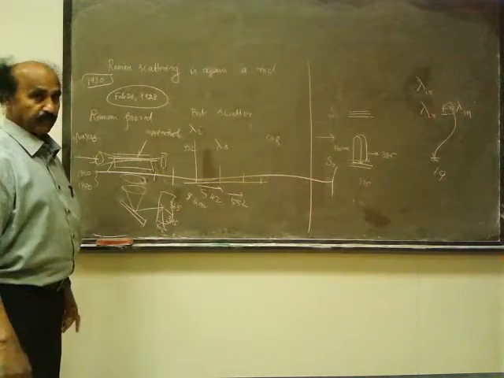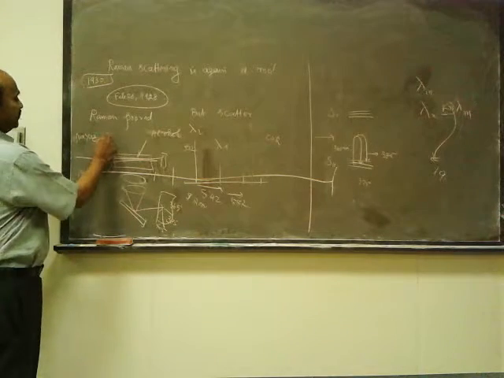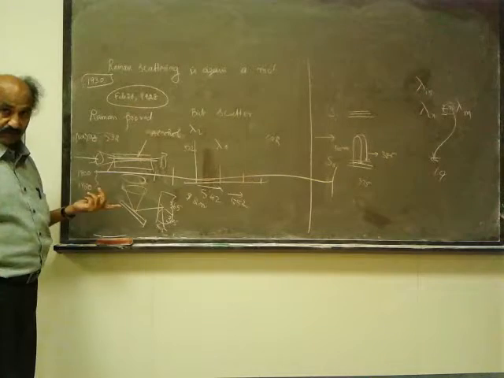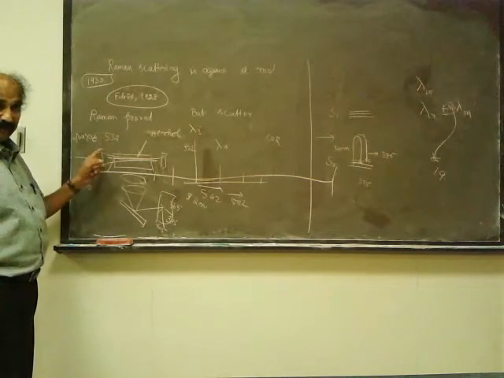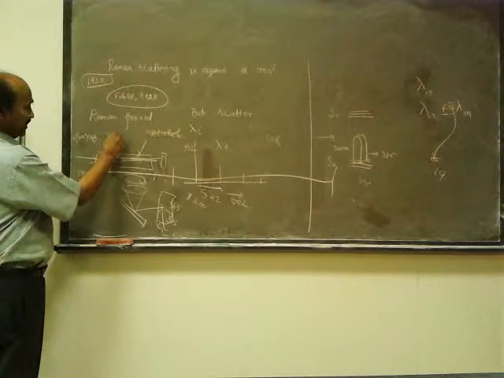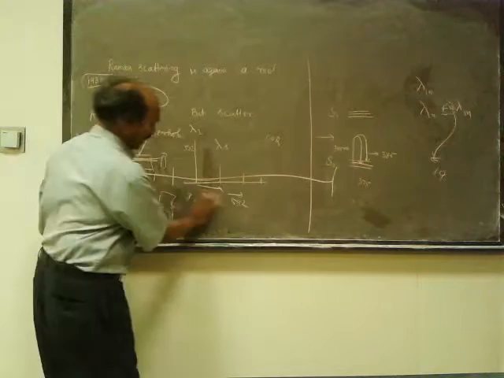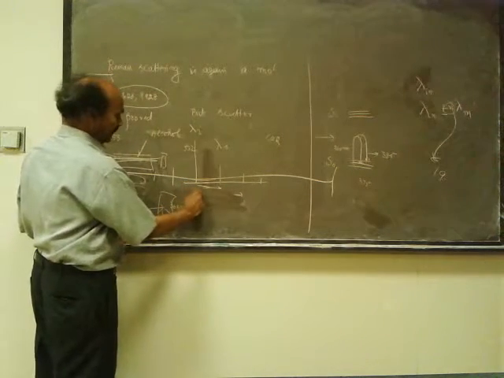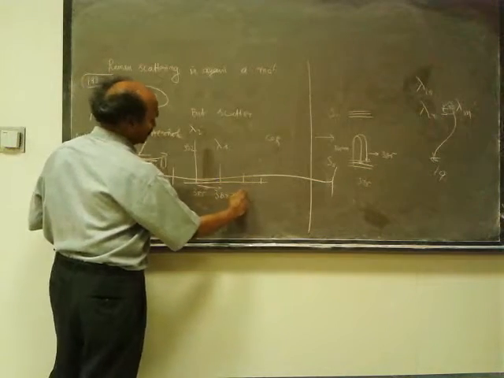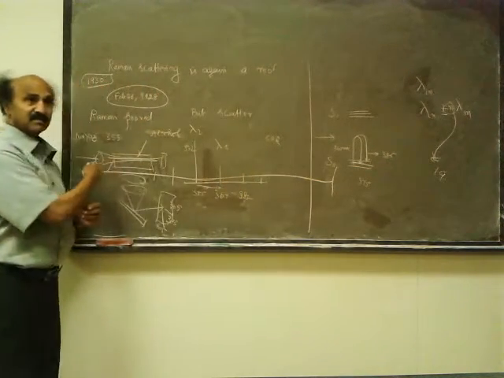Next step. I said I have used 532, right? Instead of 532, suppose I use the third harmonic of neodymium laser, 355. What will I get? I will have, look at it, 355, 365, 385. So I will have another 5 lines at this side, another 5 lines at this side.